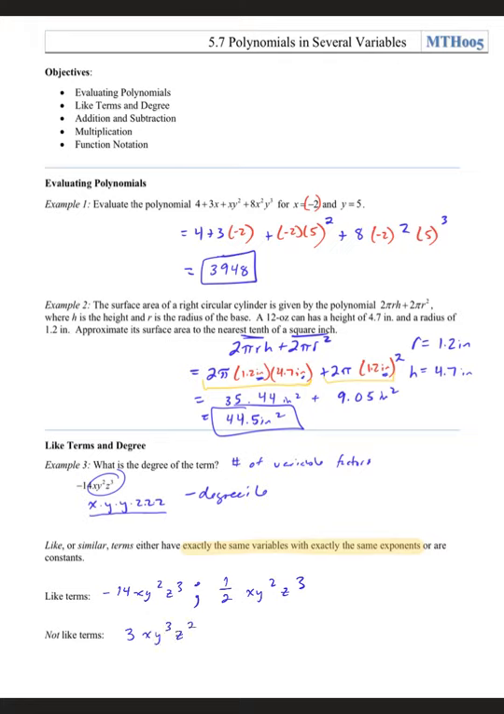cubed z squared. If you look at this, you still would have a degree of 6. However, it does not match exactly because there's a different number of exponents. So you want to be careful with that. The other thing you want to be careful with like terms is sometimes the order might be different. So for example, you might have negative xz cubed y squared. Even though the order between this and this is different, you can still see they both have 1 x, 3 z's, and 2 y's, so therefore they would be considered like terms.